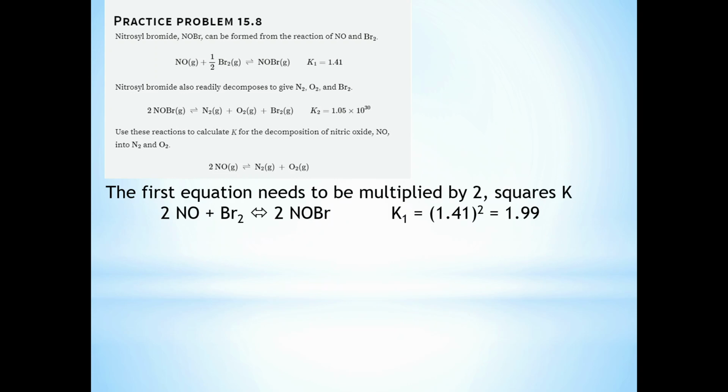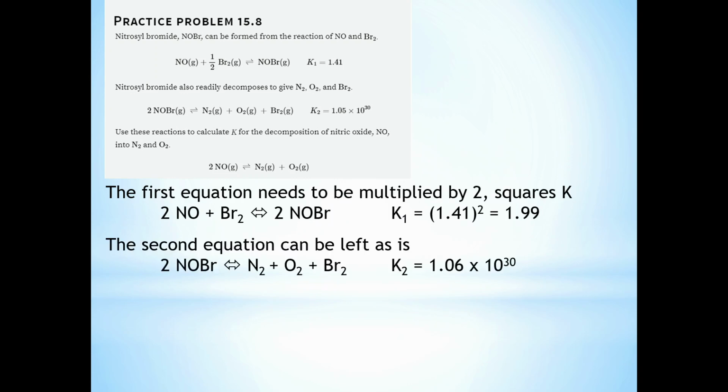Now my second equation, I'm not going to need to do anything with, because 2NOBr is going to cancel 2NOBr, and a Br2 is going to cancel a Br2, and I'm going to be left with just the N2 and the O2. So I don't need to do anything to the second equation. I can leave it as it is. Now you can see that the first reaction of making NOBr is so-so. But once you've made NOBr, it really likes to make N2 and O2. Look at the size of that K value. I'm going to get a lot of product out of that.